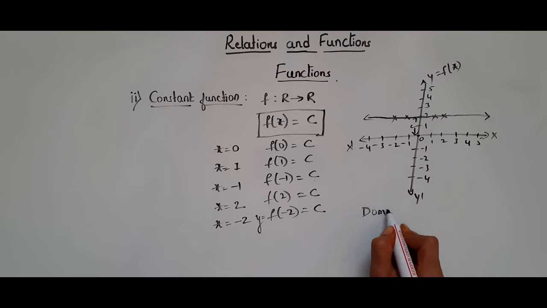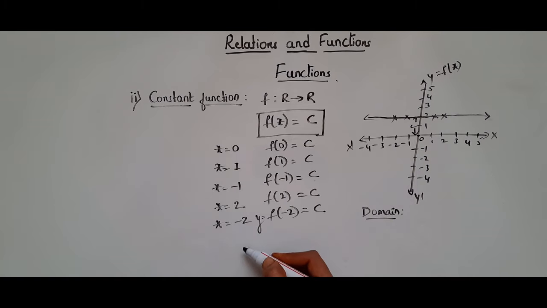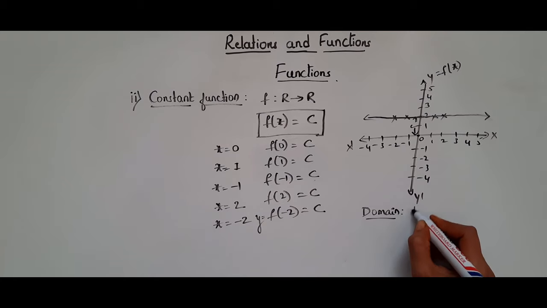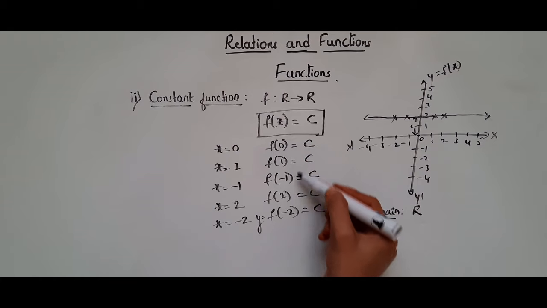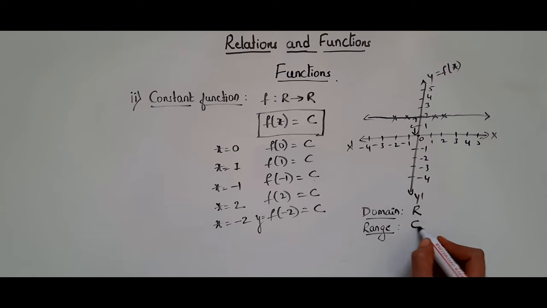Now what is domain? Domain is nothing but the set of all the values of x where function is defined. So here x values, these are all the real numbers. So for all these values the function is defined. So therefore domain is R. Now what is range? We know range is nothing but it's a set of values of f of x. So the values of f of x are c. So therefore in range we have only c. There is only one element in the set, that is c. So I hope this is clear.